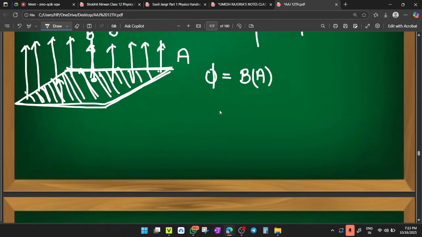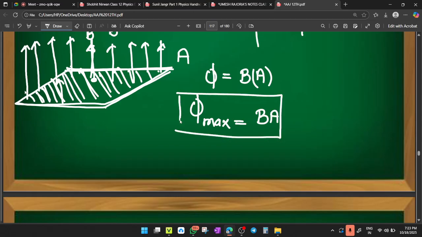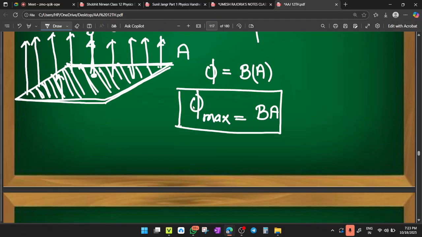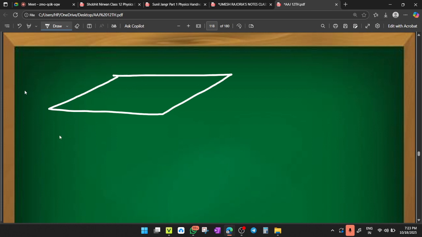So this is supposed to be the maximum flux when it is passing normally to the surface, phi max equals B into A. Note it. Clear? Okay, so this is equal to B into A. Now next, take a different case here. First I will talk about the area vector.